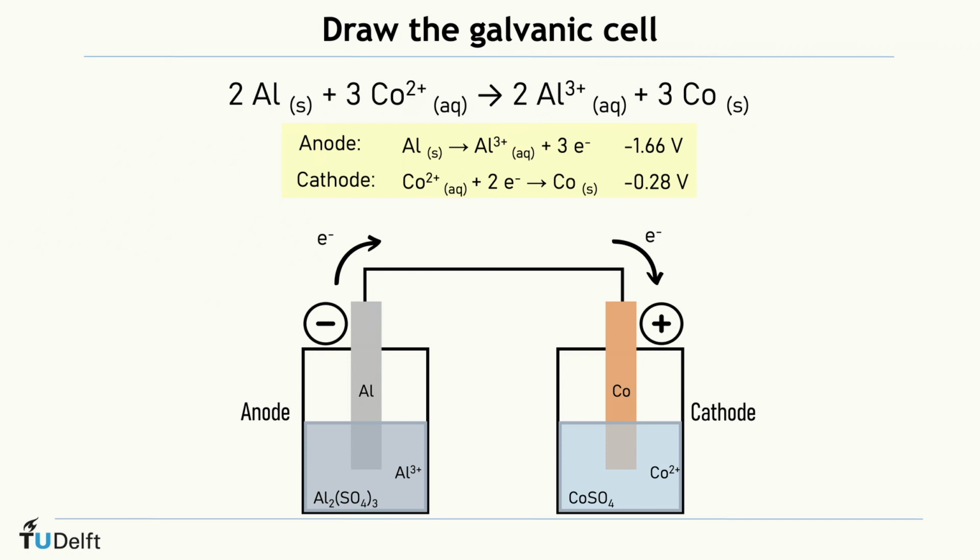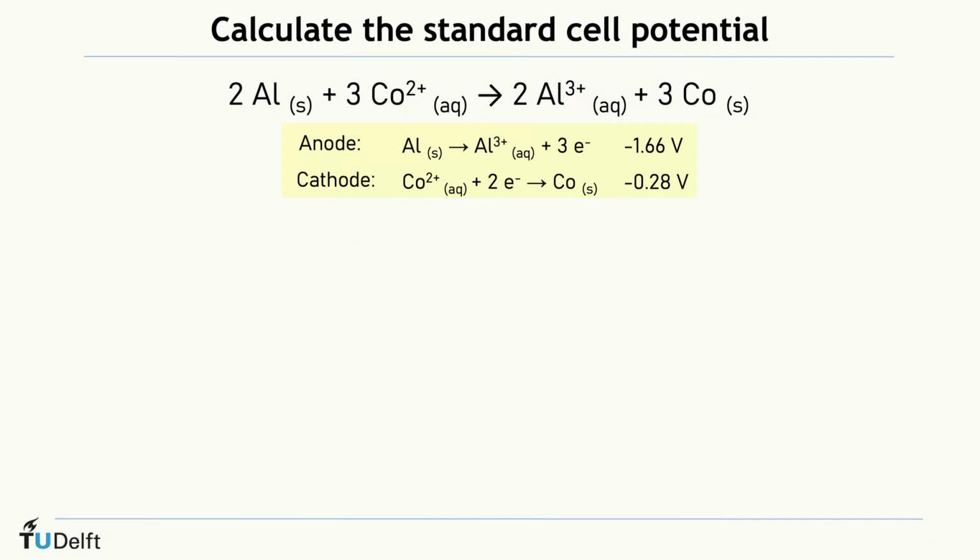We only miss one thing at the moment, the salt bridge. We need the salt bridge so the charges are balanced in the solutions. Otherwise, there cannot be a current. Now, let's look at the cell potential and if the reaction is spontaneous.